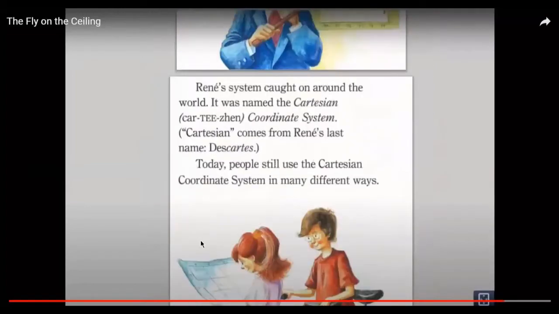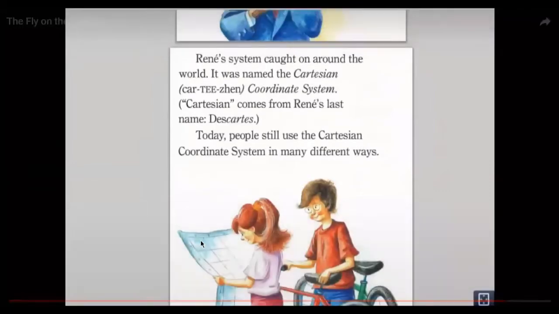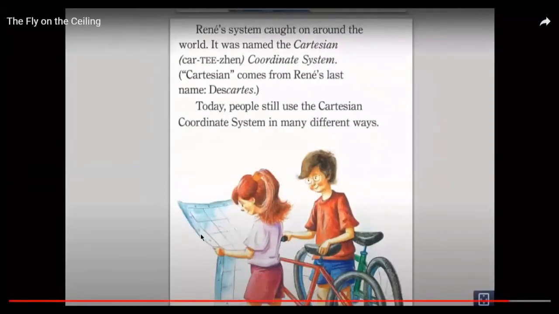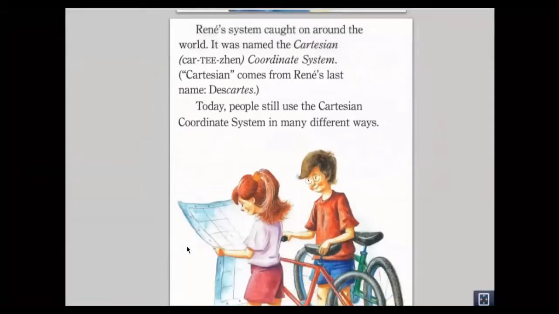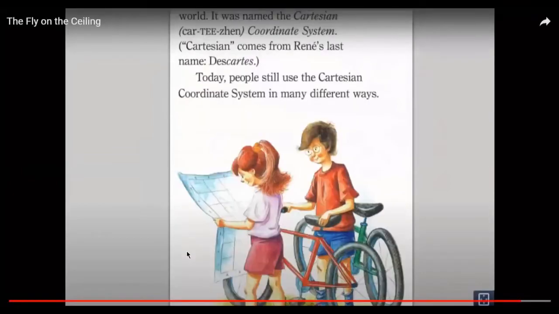Rene's system caught on around the world. It was called the Cartesian coordinate system. Cartesian comes from Rene's last name, Descartes. Today, people still use the Cartesian coordinate system in many different ways.